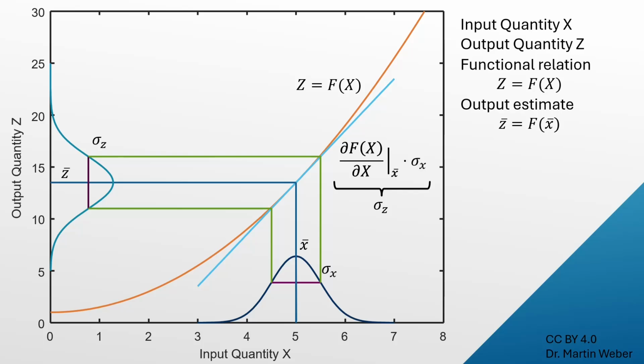To generalize this concept, the absolute value for the gradient of the function should be taken to take into account that the slope might be also negative, but the standard deviation is defined to be always positive. And this could be rewritten by using the square root and by squaring the term. And now this can be then extended also for multiple input quantities.